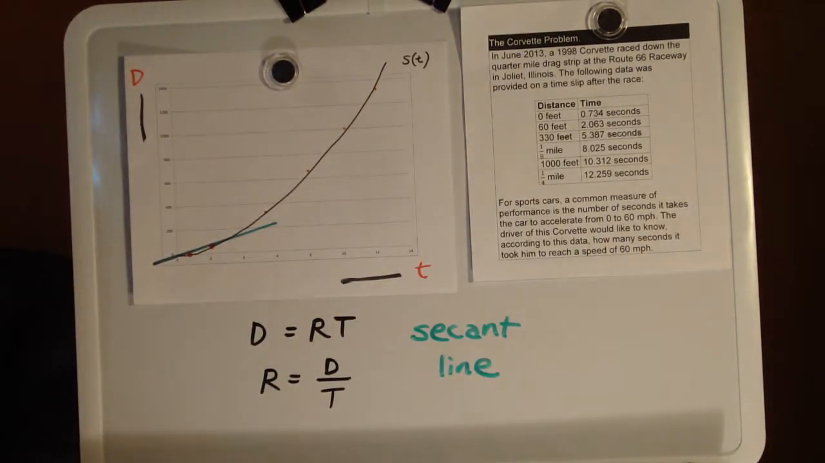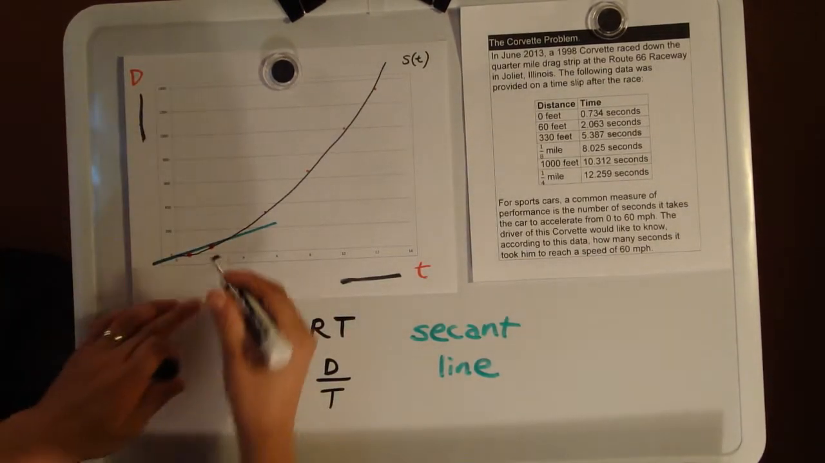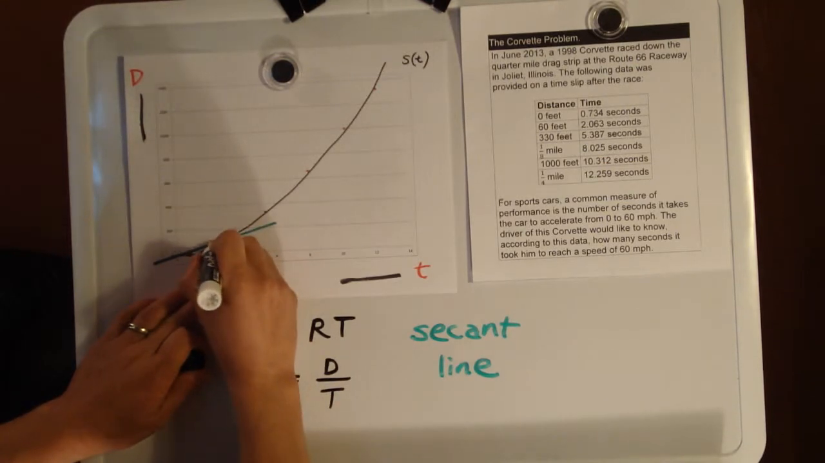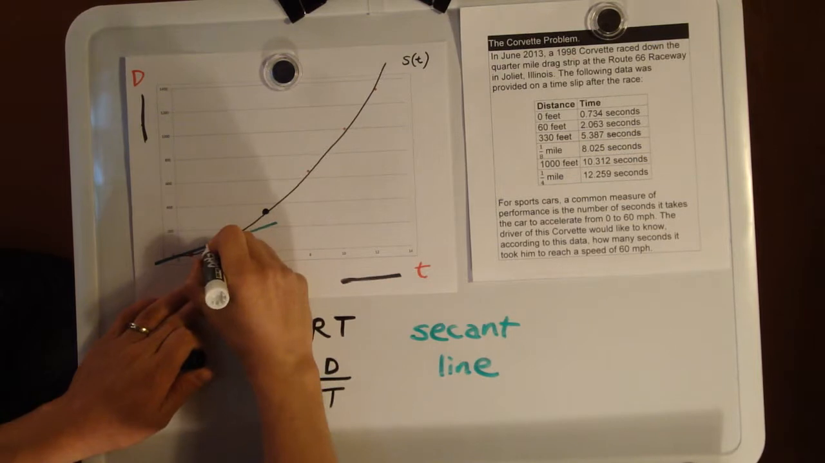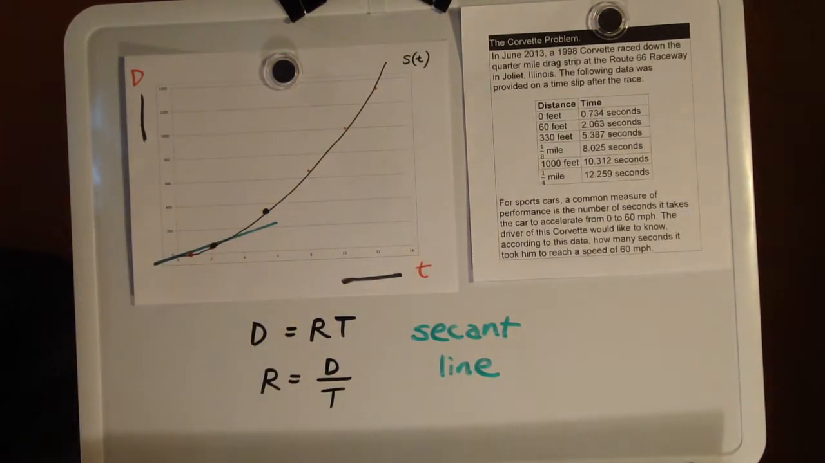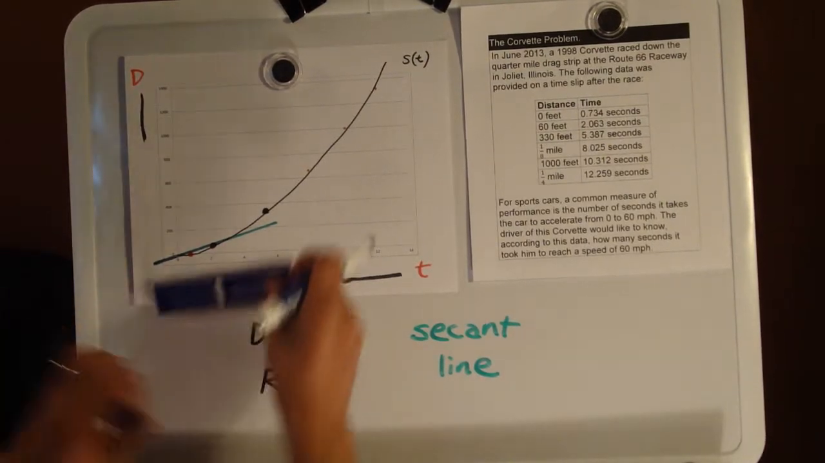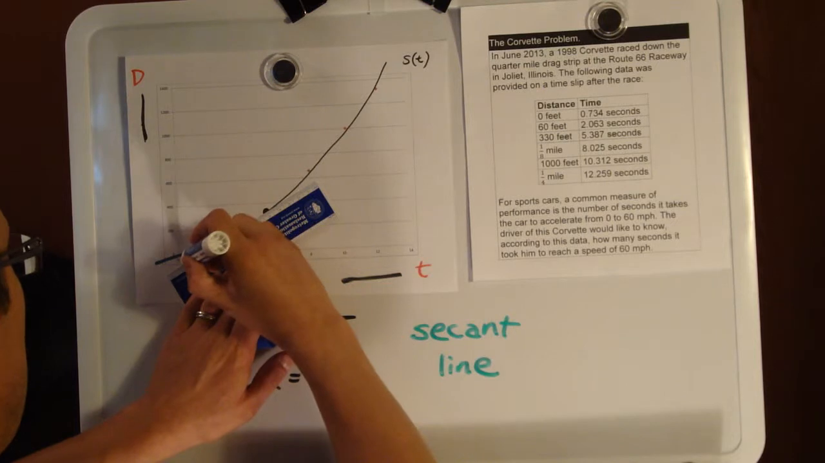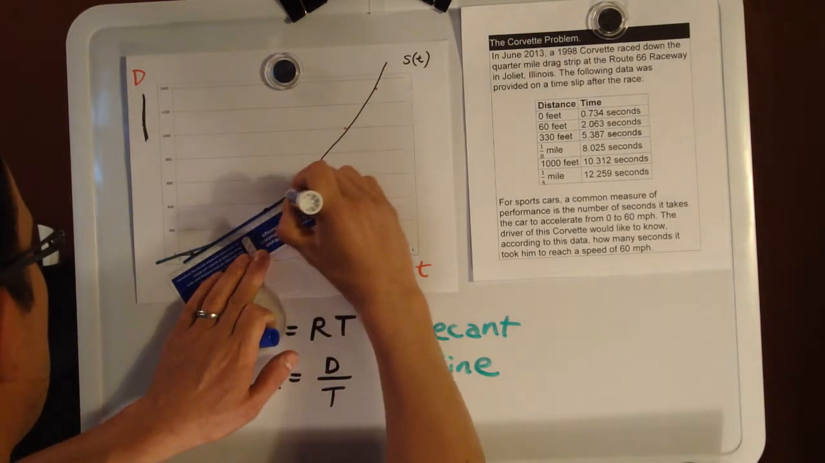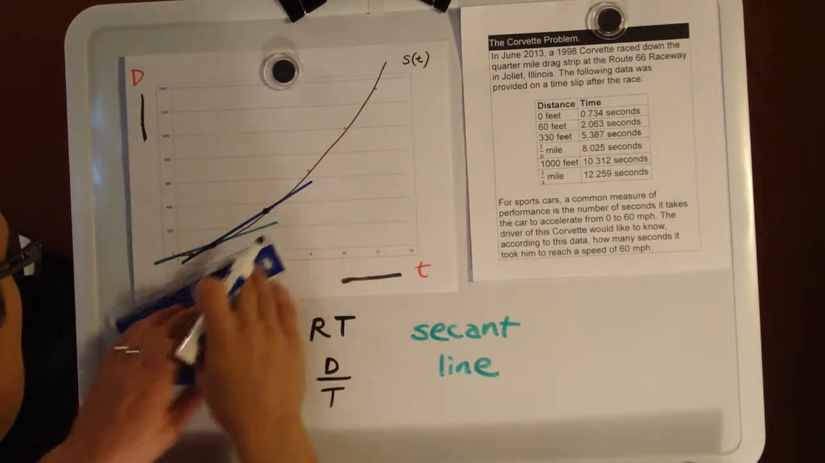So the same type of thing. What we're going to do here is grab the 2 points. This is around where the 2 seconds is and around the 5.3. So you grab those 2 points and you repeat the process. I'm going to draw a secant line here to the curve. So this is what this one looks like.